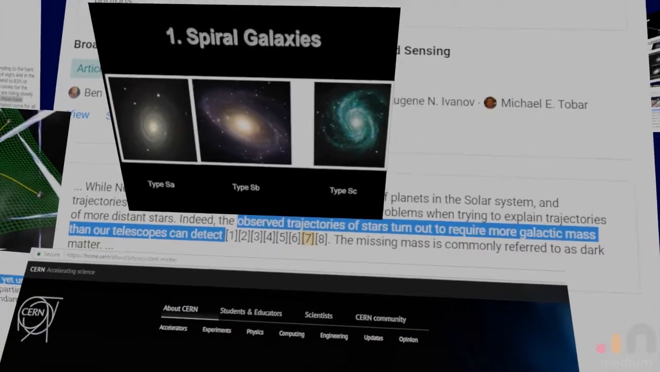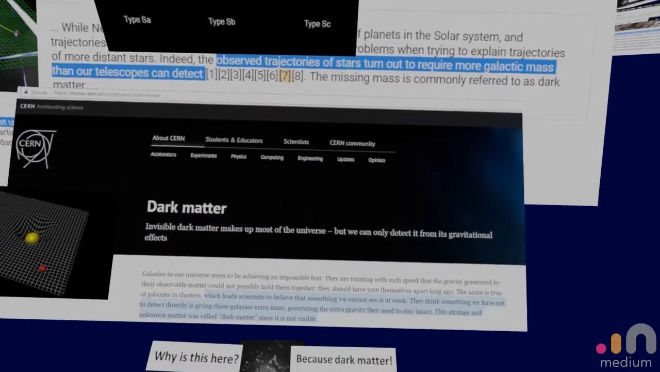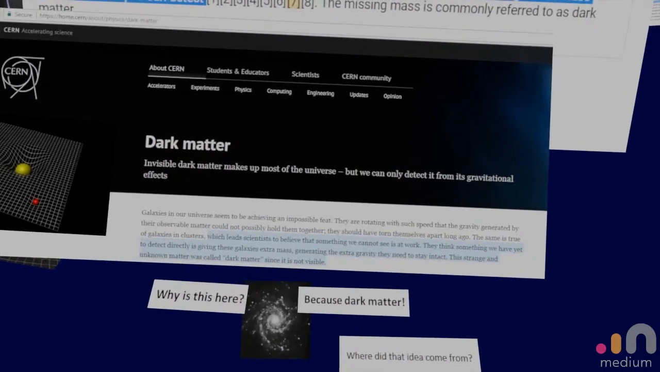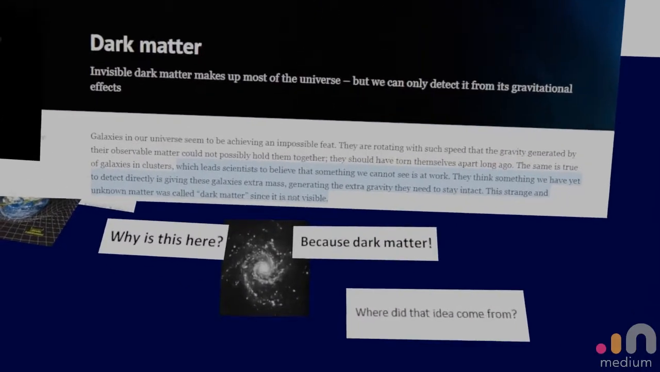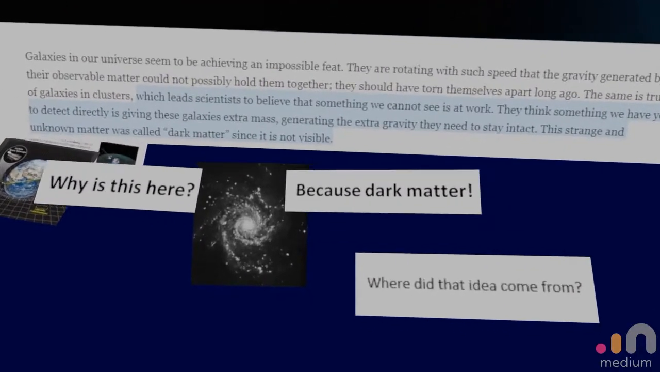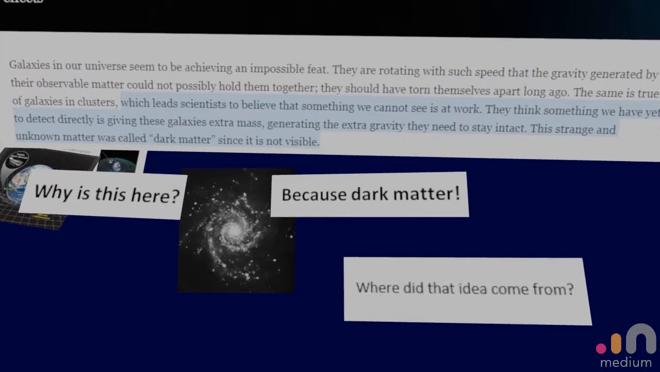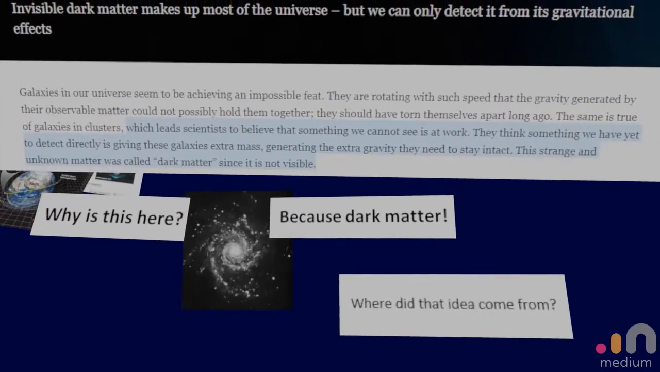Dark matter. Invisible dark matter makes up most of the universe, but we can only detect it from its gravitational effects, which leads scientists to believe that something we cannot see is at work. They think something we have yet to detect directly is giving these galaxies extra mass, generating the extra gravity they need to stay intact. This strange and unknown matter was called dark matter since it's not visible.